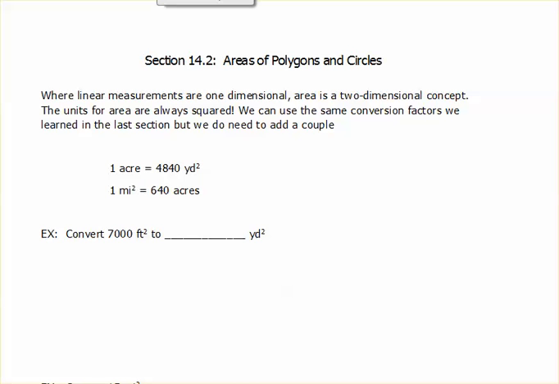In the last section, we talked about linear measurement, and linear measurement is always one dimensional. But now we're going to be talking about area, and area is always a two-dimensional concept. So, no matter what your units are, anytime we're talking about area, your units are always squares. So, square feet, square miles, square inches, square yards, all of those are areas because they're squared.